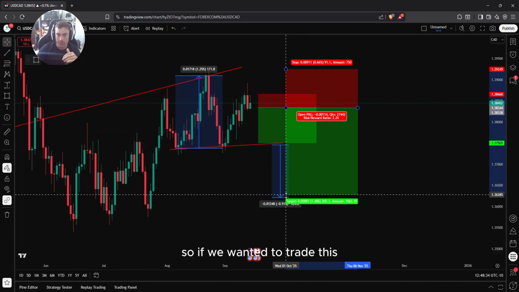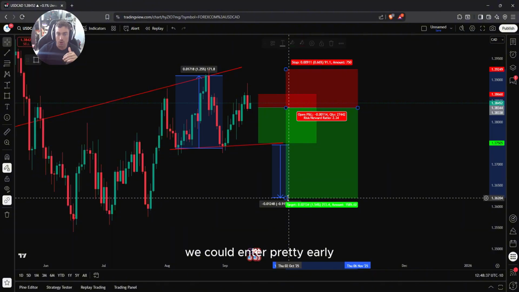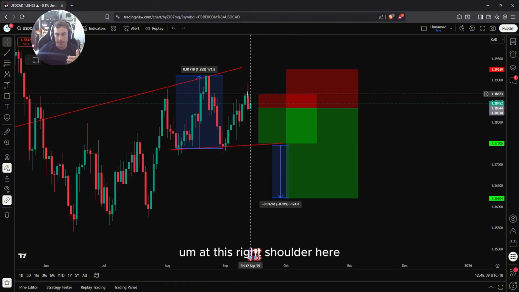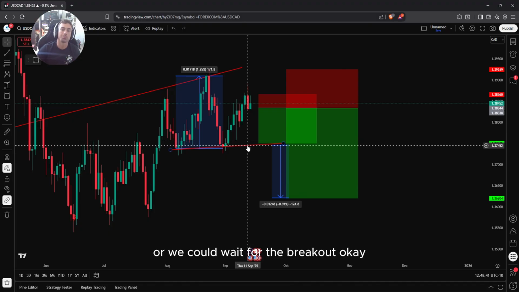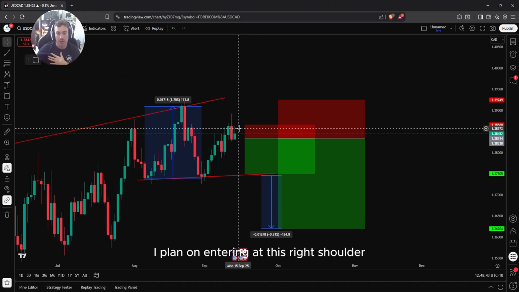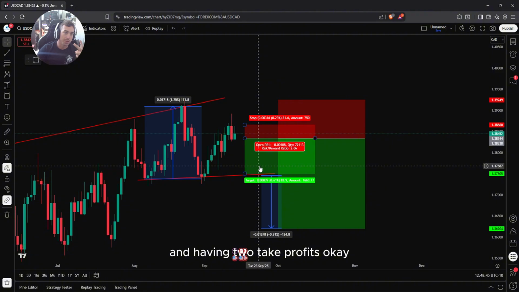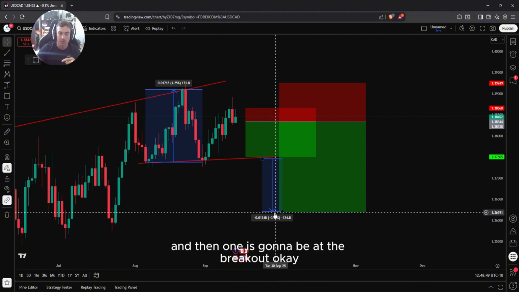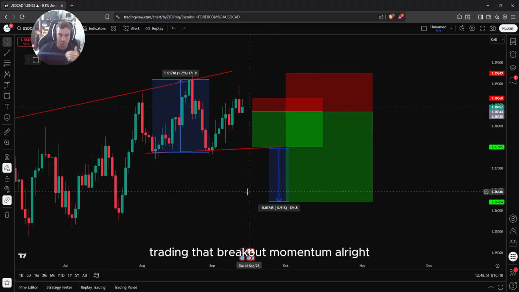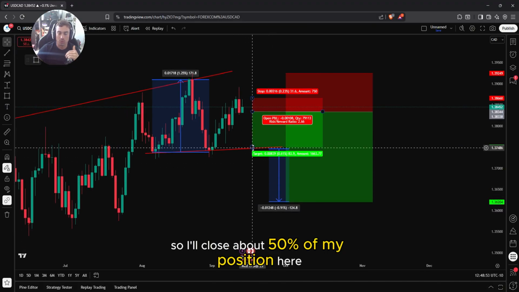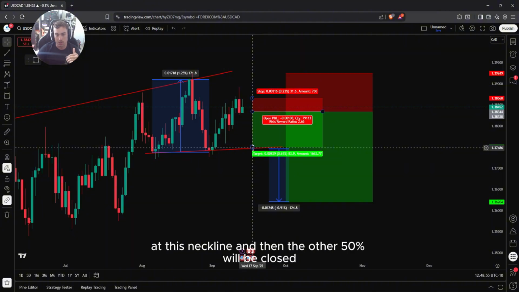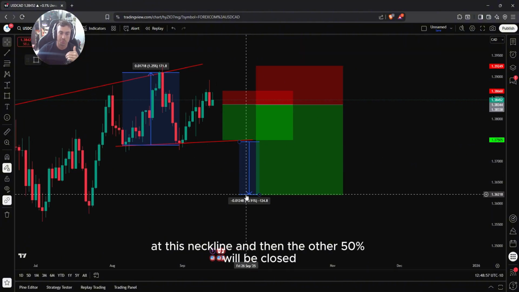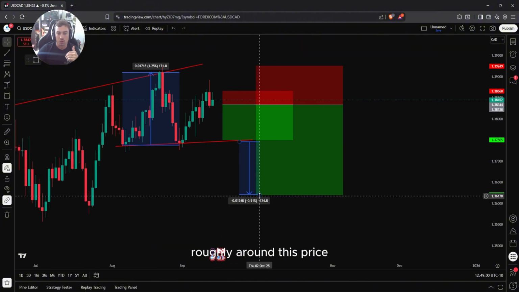So if we wanted to trade this, we could enter pretty early at this right shoulder here, or we could wait for the breakout. Okay, I plan on entering at this right shoulder and having 2 take profits. Okay, one is going to be at the neckline, and then one is going to be at the breakout. Okay, trading that breakout momentum. All right, so I'll close about 50% of my position here at this neckline, and then the other 50% will be closed roughly around this price.